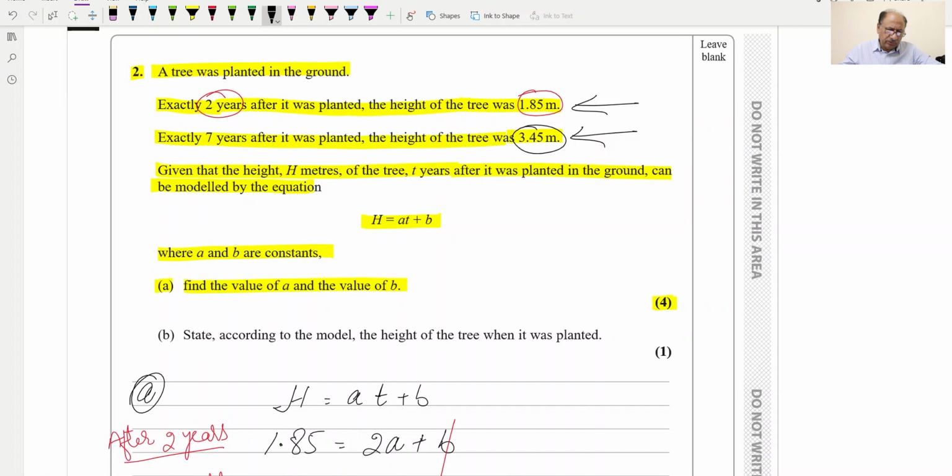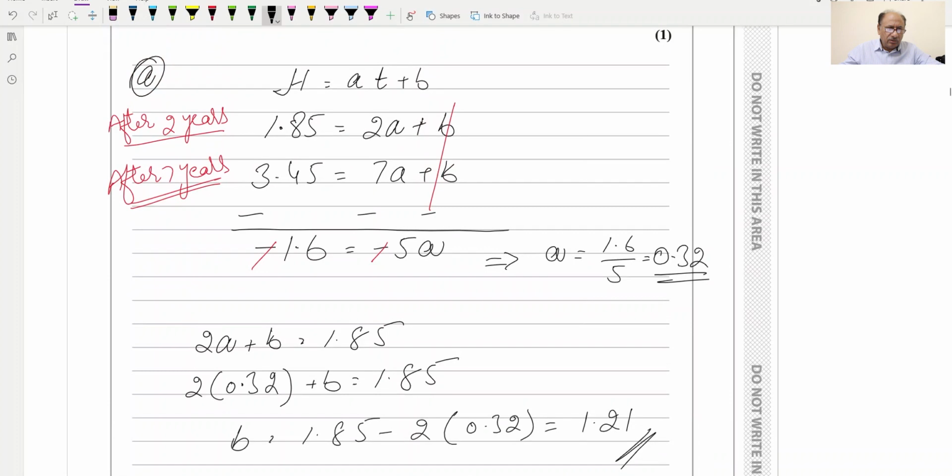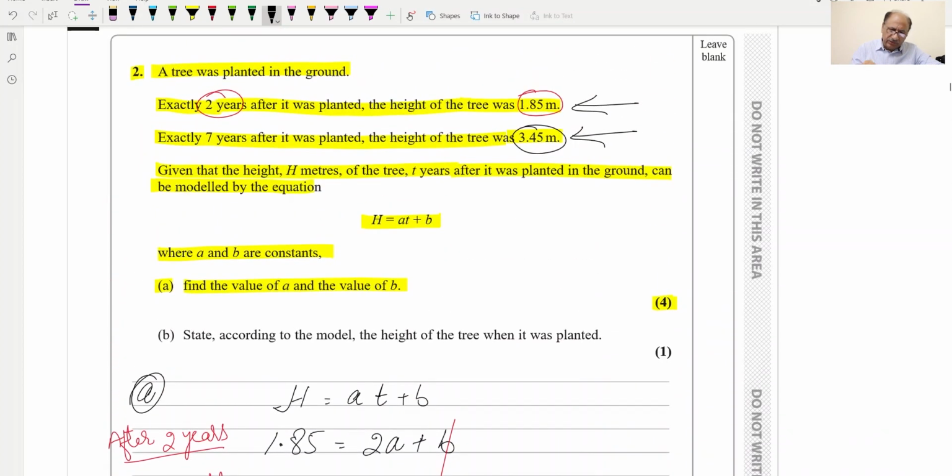A and B are the constants, basically not meters. No need to mention this meter, these are constant values, so we can just provide this one, and 1.21 will be the answer for this one. So this A part is done, which is 4 marks.